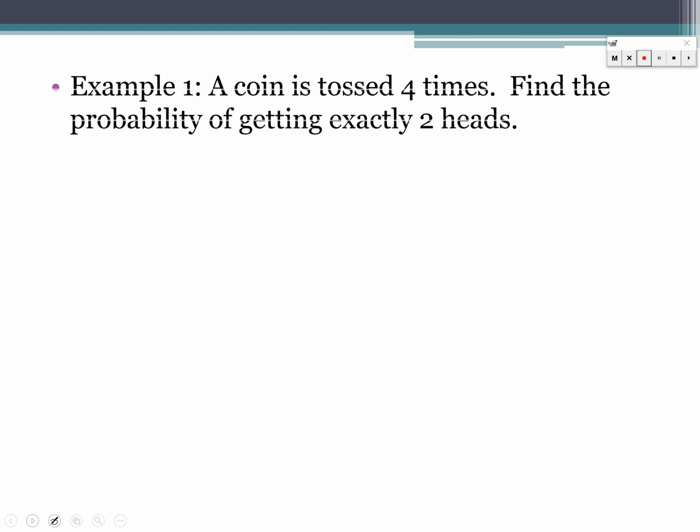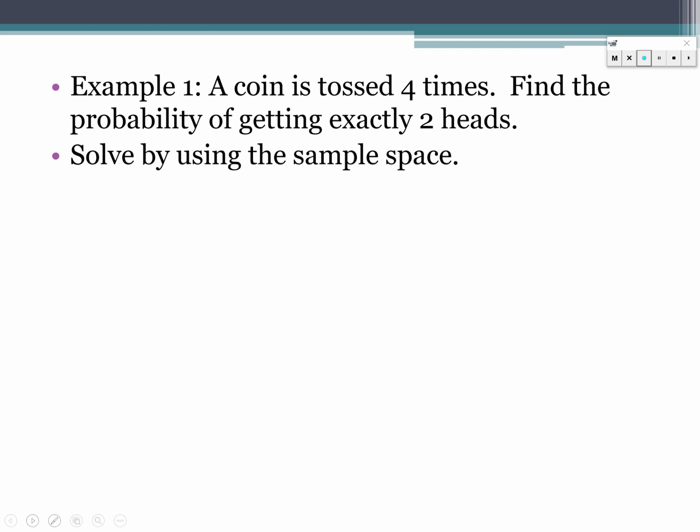So let's look at a specific example. We have a coin being tossed 4 times. Find the probability of getting exactly 2 heads. So now the difference is I'm tossing 1 coin 4 times. I'm not tossing 4 coins. We've been able to find the probability for that of just tossing 4 coins. But for a coin tossed 4 times, right now our method for doing that would be to solve by using a sample space. That's what we'd have to do at this point.